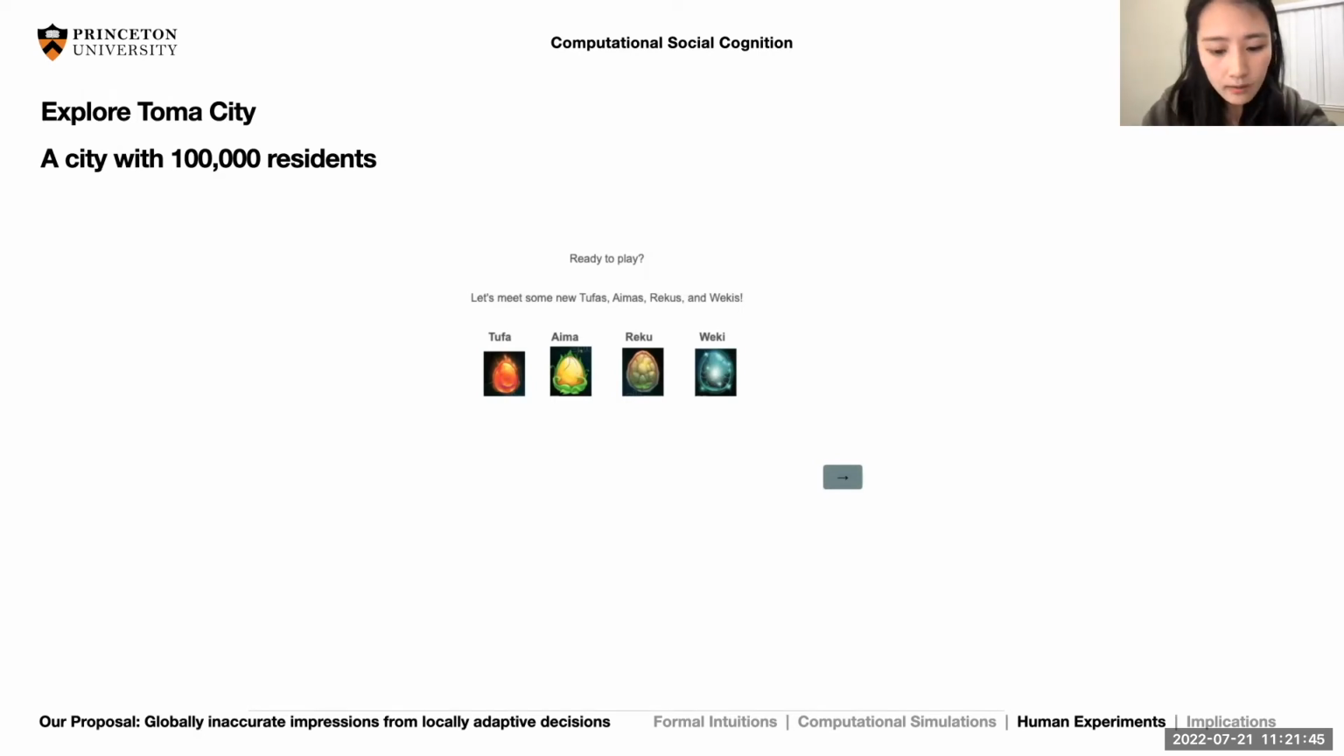But we have a little bit more socially informed context. Now imagine if you are our experimental game participants, and now you are invited to a fictional city called Toma City. There are residents in Toma City. They come from 4 ancestral villages. The villages are called Toma, Aima, Rekun, Weki. If the names don't make sense, that's great, because we want them to make no sense. Those are the kind of novel groups.